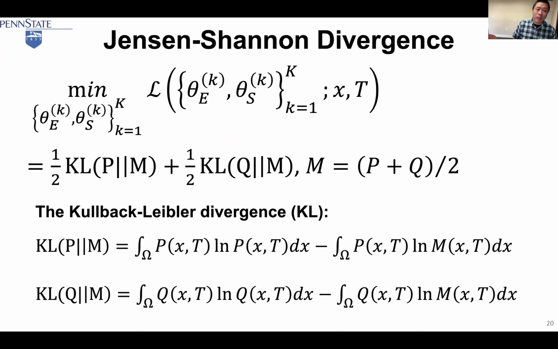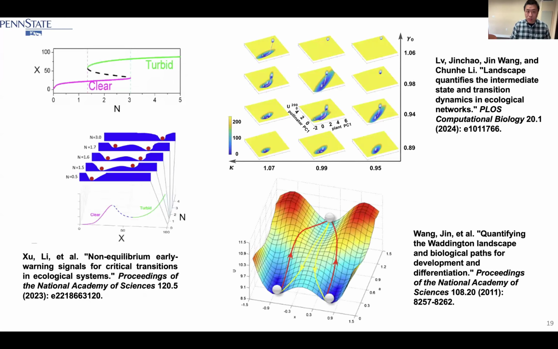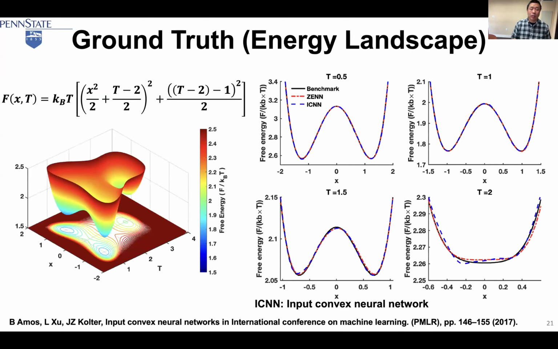Here you can see we use two neural networks to approximate E_K and S_K. So you have two sets of parameters, theta_E and theta_S. X is an input and T is also an input. Then we use the KL divergence as our loss function to find the bifurcation point.